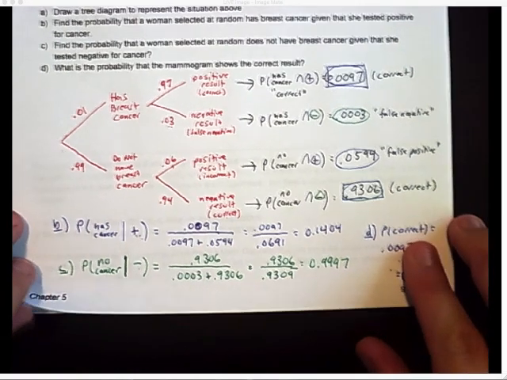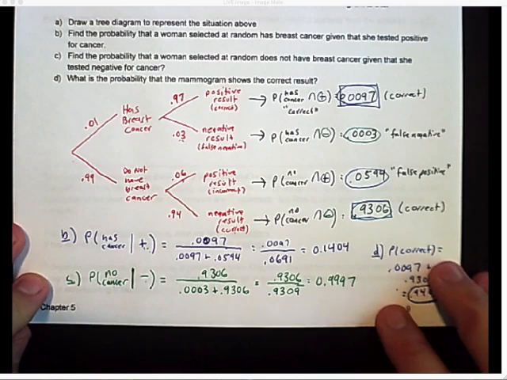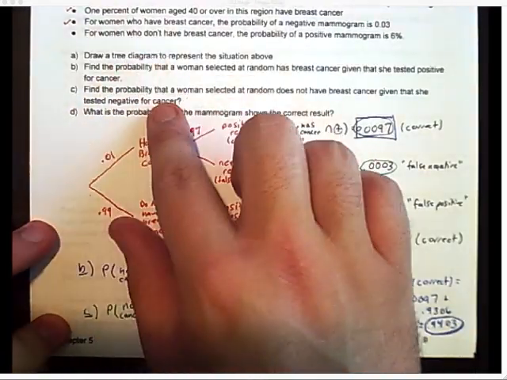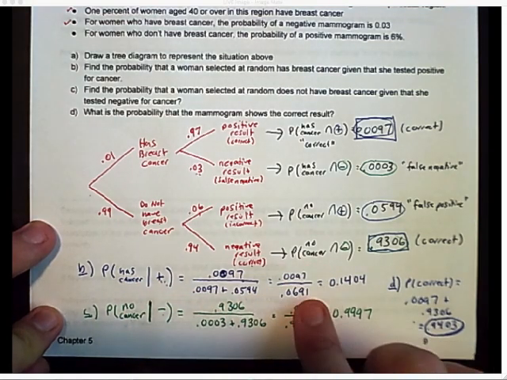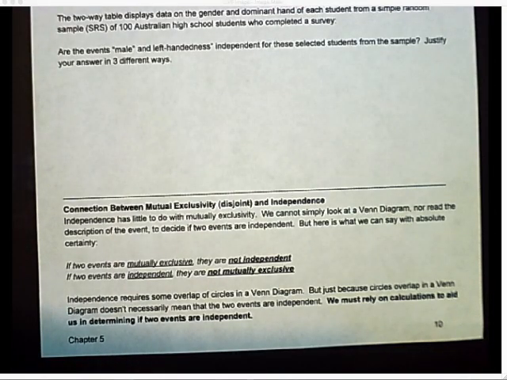So hopefully that exercise helps you understand how to do the tree diagram and how to answer questions. You need to be very careful and slow when you read the questions to get the correct notation, which allows you to figure out what numbers to put where. All right.